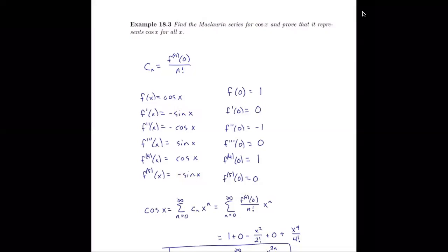So f of 0 is cosine of 0. Cosine of 0 is 1. f prime of 0 is negative sine of 0. Sine of 0 is 0. And we just move on down the line. Negative cosine of 0 is negative 1. 0, 1, 0, working down from these trig functions. So we see that we're alternating between ones, negative ones, and zeros.